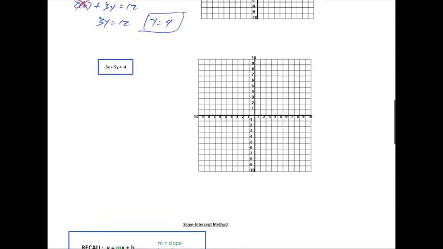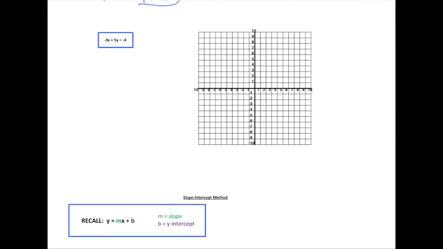Okay, one more example of using the intercepts method. Let's solve for the x-intercept. When we solve for the x-intercept, we set y equal to 0, so this term goes away, and we will be left with negative 3x equals negative 4. Divide both sides by negative 3, and we get x equals negative over negative is positive 4/3, which is equal to 1 1/3.